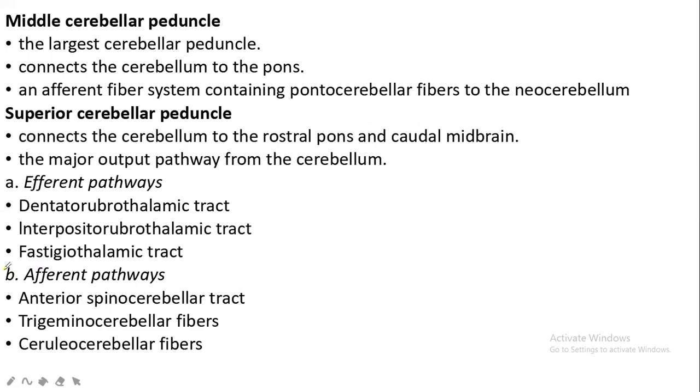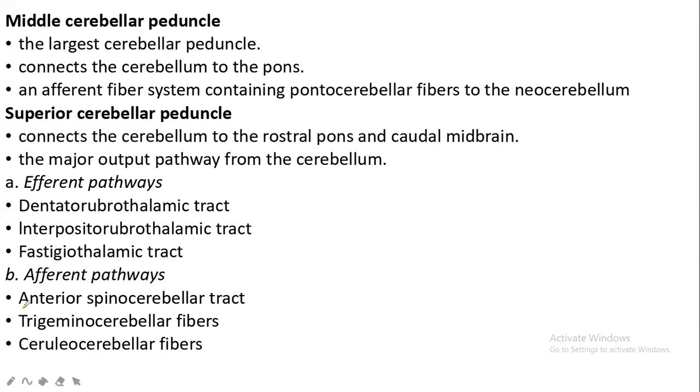And at this point, we see the afferent pathways. These are the fibers entering the cerebellum. Where are they coming from? We actually see the anterior spinocerebellar tract. This is very important for you to understand. The ventral or anterior spinocerebellar tracts use the superior cerebellar peduncle. And then the dorsal spinocerebellar tracts use the inferior cerebellar peduncle.